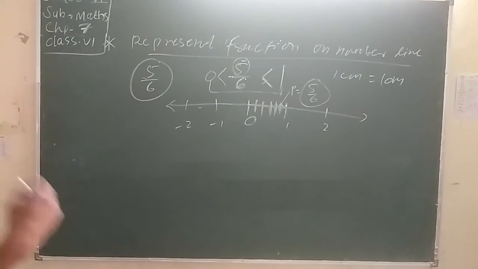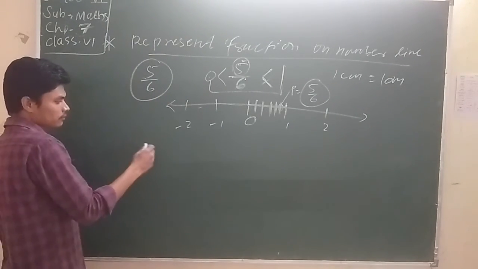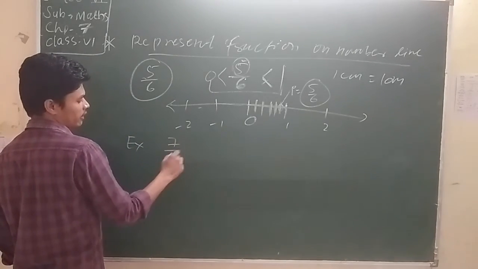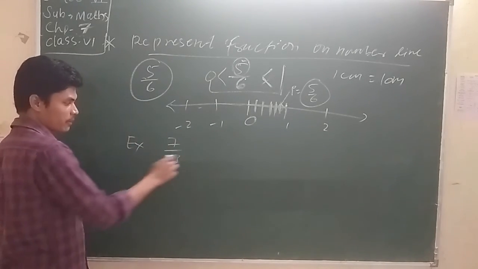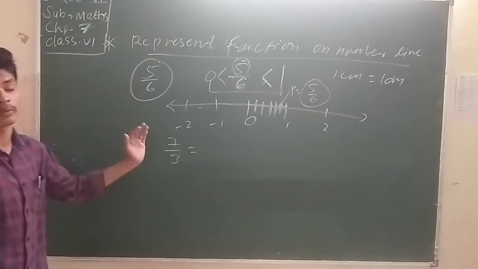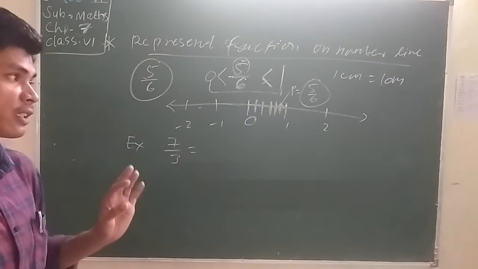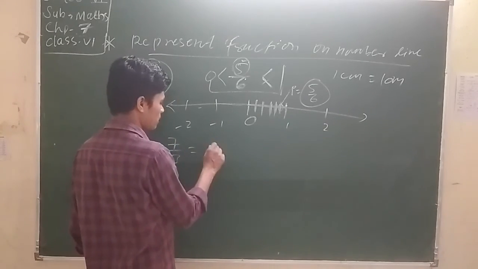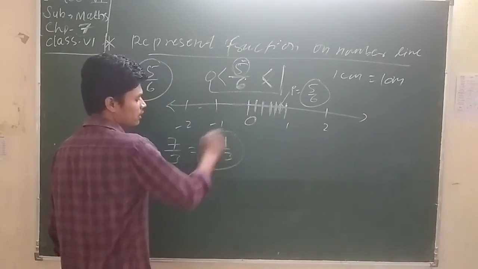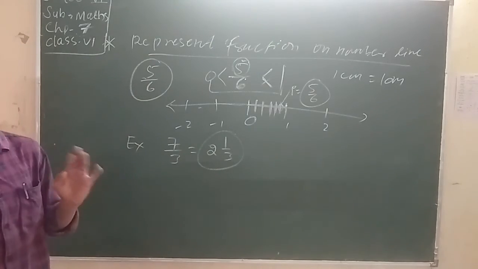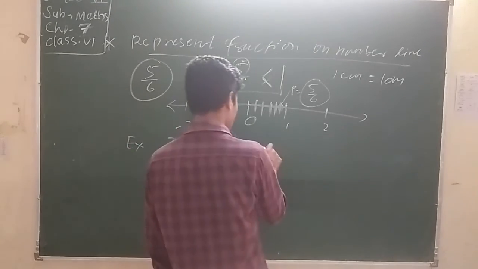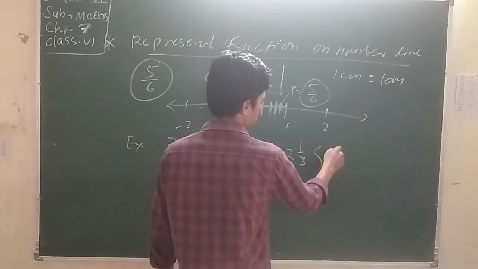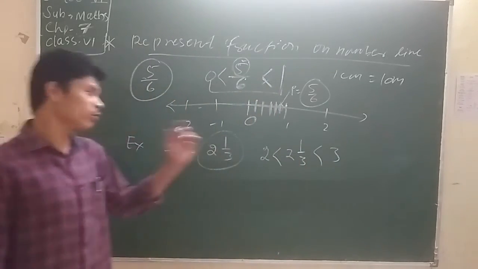Now I give you another example. Suppose the example is 7 by 3. How do you represent it? First you convert improper fraction into mixed fraction. So we change it to 2 whole 1 by 3. That means the number is greater than 2. Compare: greater than 2 but less than 3.